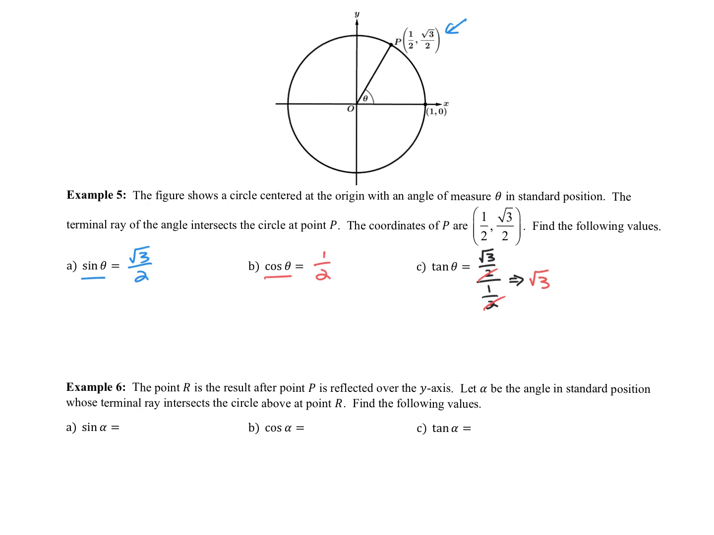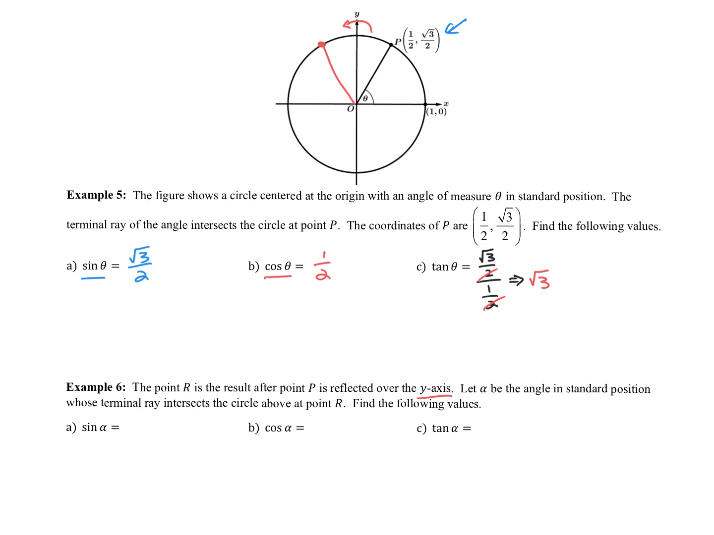All right. Let's look at example 6 now. The point R is the result after point P is reflected over the y-axis. Let alpha be the angle in standard position whose terminal ray intersects the circle above at point R. Find the following values. All right, so R is going to be reflected over the what axis? The y-axis. So it's going to reflect over the y-axis like that.